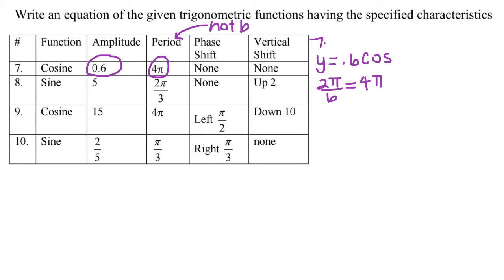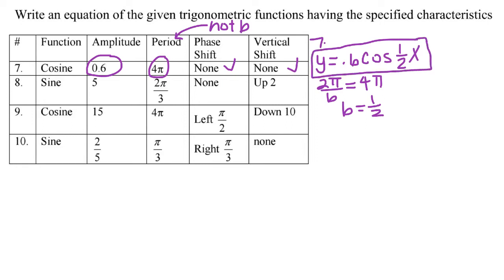So here, b would have to be 1/2 in order for me to get a period of 4 pi. So here, cosine would be 1/2, and then of course our x value. And notice there's no phase shift, no vertical shift, so this should be, for number 7, our final part.